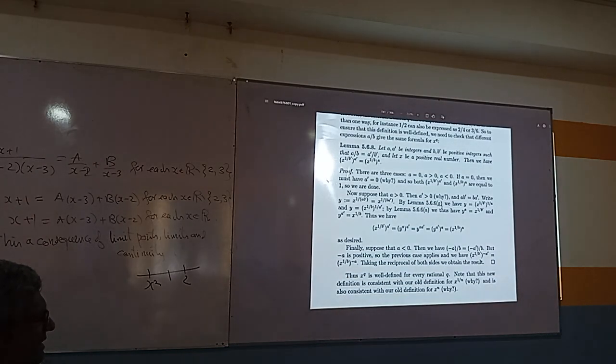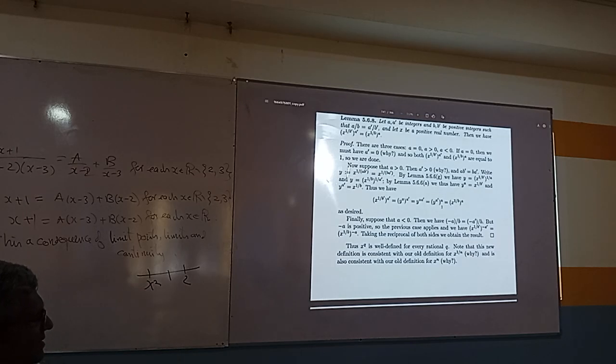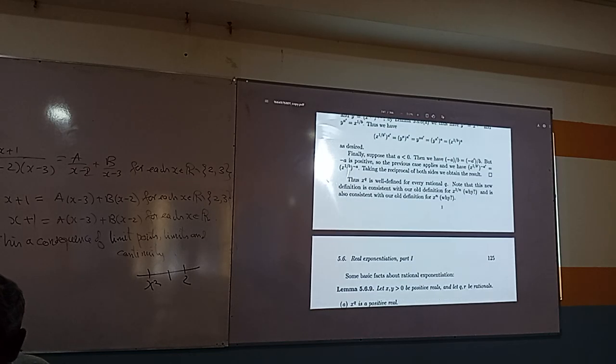Finally, suppose that a is less than 0. Thus, x to the q is well defined for every rational q. Note that this new definition is consistent with our old definition for x to the 1 over n. Why? And it is also consistent with our old definition for x to the n. He is asking why. Because they are all defined in the same way.